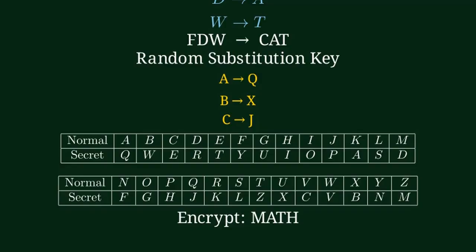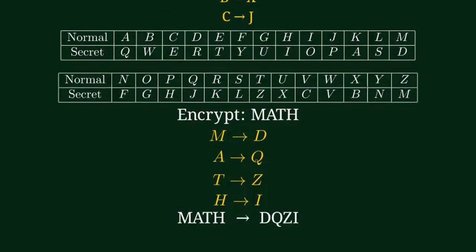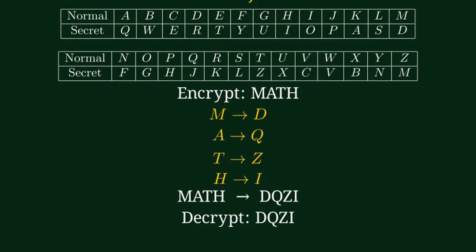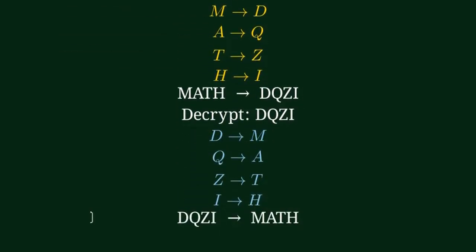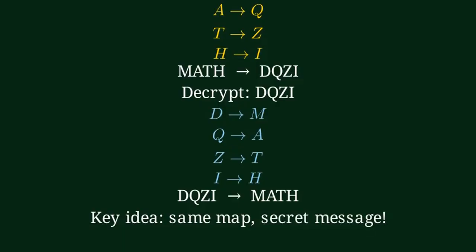Now, decrypting is just reversing the math. If we receive D, Q, Z, I, we find each letter in the secret row and read the normal letter above it. A random substitution cipher is harder to crack than a simple shift because there are an enormous number of possible secret maps. As long as both people share the same key, they can send messages that are hidden from everyone else.